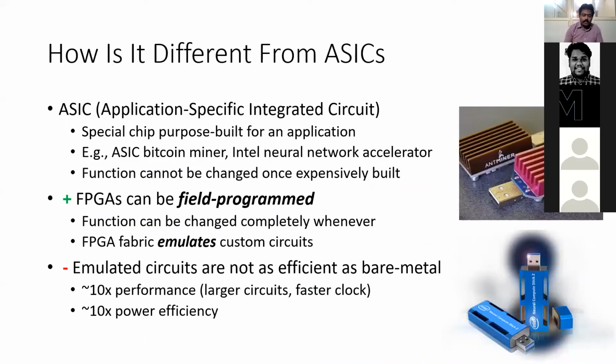So ASIC, as we discussed earlier, is an application-specific integrated circuit, dedicatedly built for a specific application. It means once it is made, we cannot change it, especially for special-purpose applications like Bitcoin miners and neural network accelerators. These are some of the examples of ASIC, and we cannot change it. Okay, we cannot program or reprogram it, and once it is built, we cannot change it.